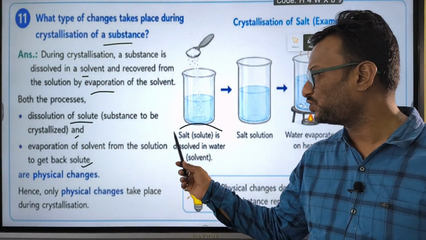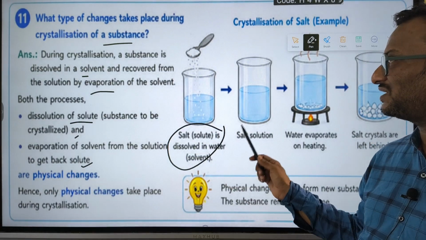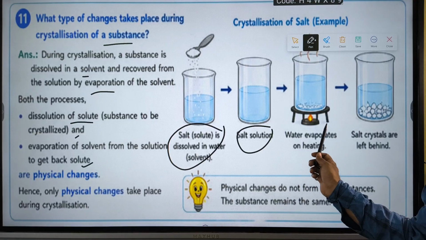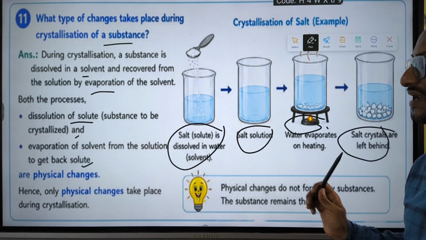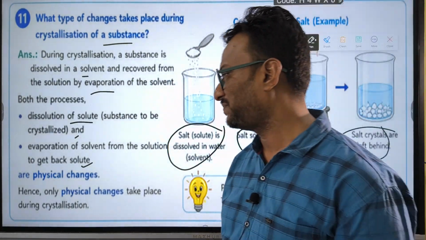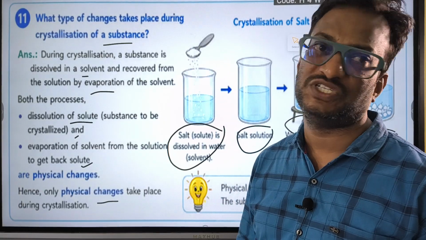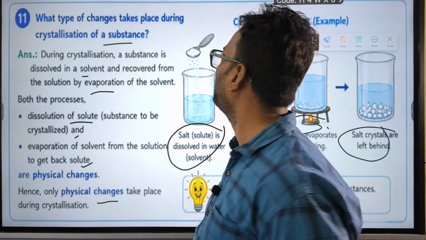For example, salt dissolved in water is called a salt solution. On heating, the water is going to evaporate, and salt crystals are left behind. This is what we call crystallization of a substance. Hence, only physical changes take place during crystallization, not chemical changes. Remember that.